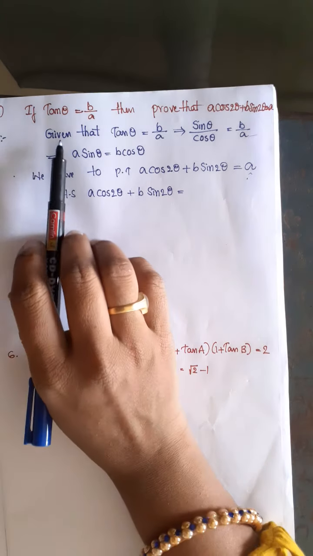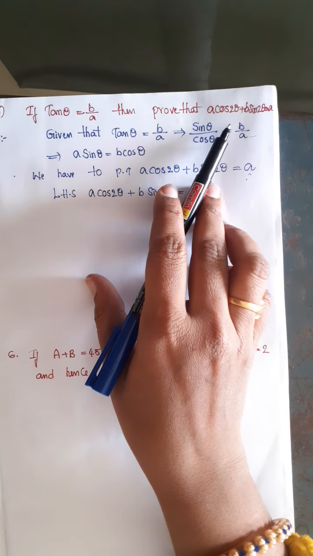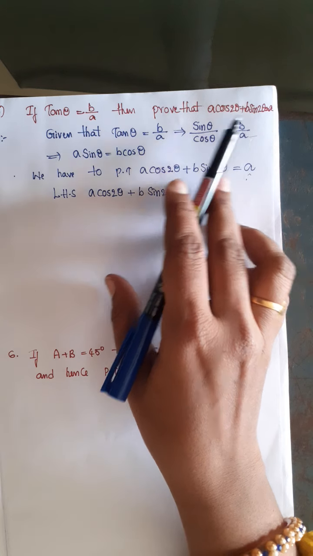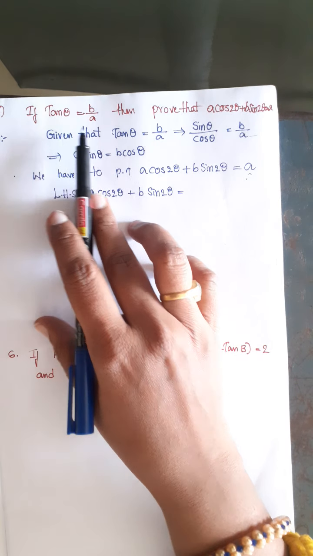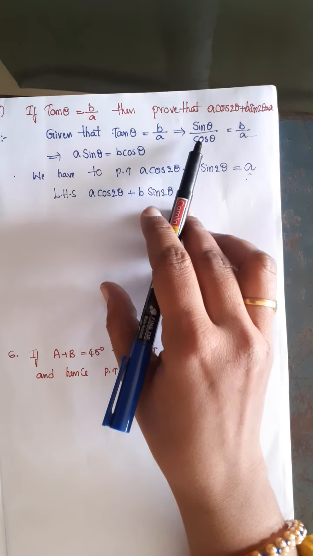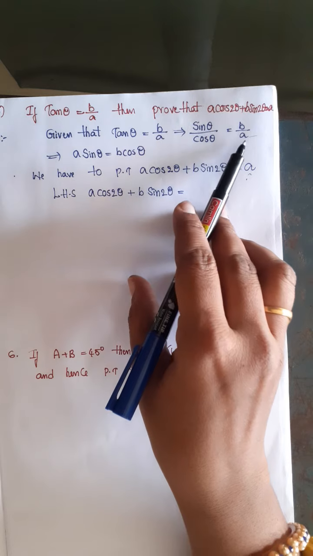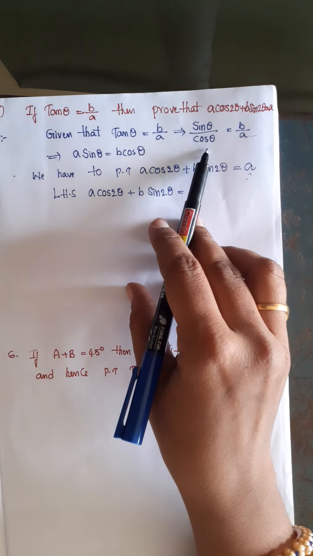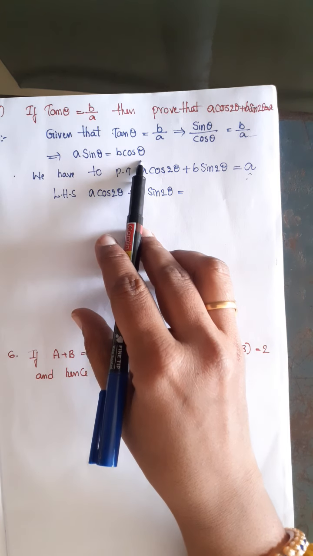Next question: if tan theta is equal to b by a, then prove that a cos 2 theta plus b sin 2 theta is equal to a. The terms are in cos and sin, so first let us change into cos and sin. Tan theta is equal to b by a, so sin theta by cos theta is equal to b by a. On cross multiplication, a sin theta is equal to b cos theta. That means a sin theta can be replaced with b cos theta.